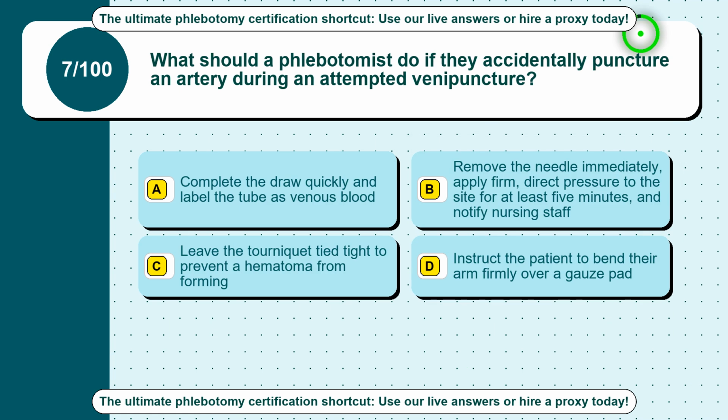Question 7. What should a phlebotomist do if they accidentally puncture an artery during an attempted venipuncture? Option A, complete the draw quickly and label the tube as venous blood. Option B, remove the needle immediately, apply firm, direct pressure to the site for at least 5 minutes, and notify nursing staff. Option C, leave the tourniquet tied tight to prevent a hematoma from forming. Option D, instruct the patient to bend their arm firmly over a gauze pad.